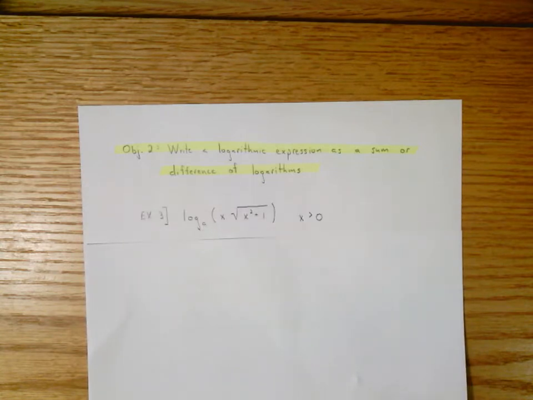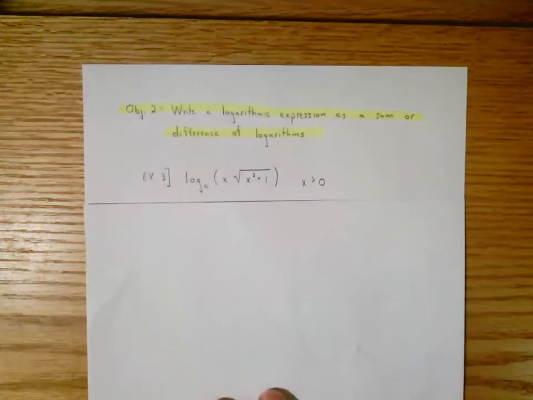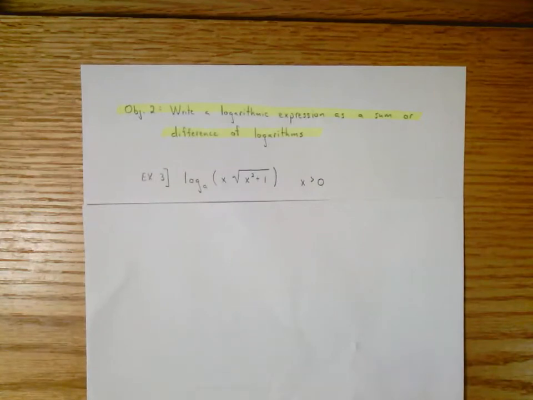So here's example 3 from the text. Log base a of the quantity x times square root of x squared plus 1. And then they've given us an explicit domain telling us x has to be greater than 0. Remember, that's because our argument must be positive. Our goal is going to be to rewrite this as the sum or difference of logarithms. In the book, the directions also say that we're going to express all powers as factors. And I'll show you what they mean by that.